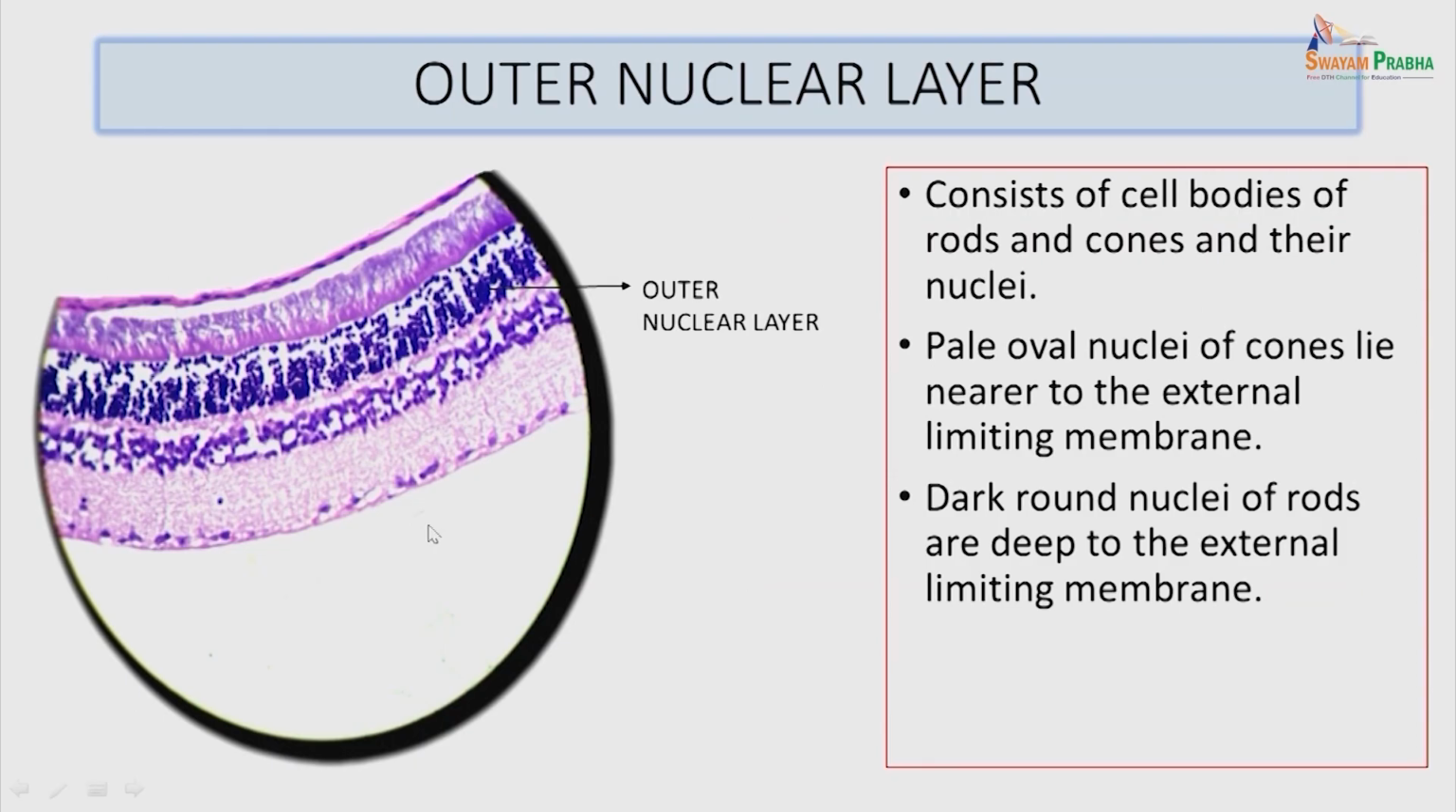Next is the outer nuclear layer, consisting of cell bodies of rods and cones and their nuclei. In the microscopic examination, this layer will appear like this. This is the outer nuclear layer. Pale oval nuclei of cones lie nearer to the external limiting membrane, while the dark round nuclei of rods are deep to the external limiting membrane.